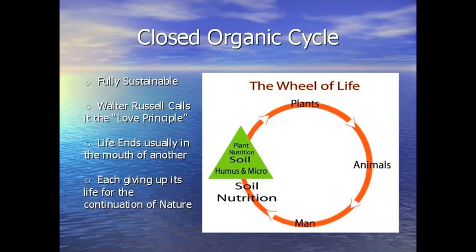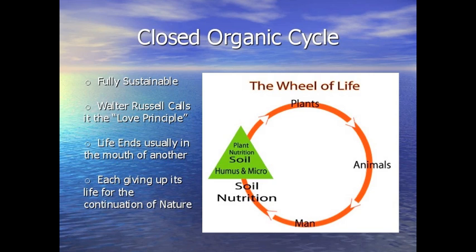Closed organic cycle. This is the wheel of life. If you look at this, you start with plant nutrition, soil, which is humus and microorganisms. You have soil nutrition. The plants live in that soil and they grow from that soil. Then the animals eat the plants and man eats the animals. So this is fully sustainable.